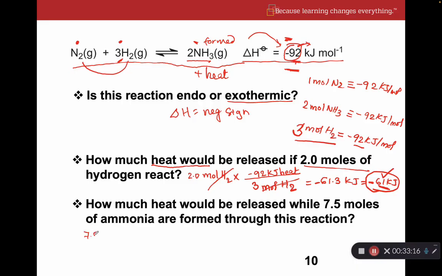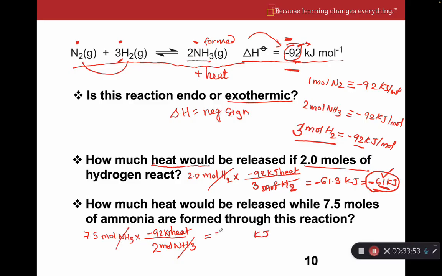You can work on this. Please pause the video and you can work. I'm going to write it here. 7.5 moles of ammonia. And how much heat? So heat should be on the top. Okay, ammonia should be on the bottom. So moles of ammonia. The balanced chemical reaction gives me 2 moles of ammonia will be produced whenever you have negative 92 kilojoule heat also produced. Right? They are related. Now I can cancel the moles of ammonia and then I have kilojoule.